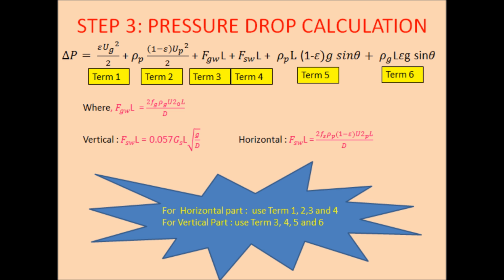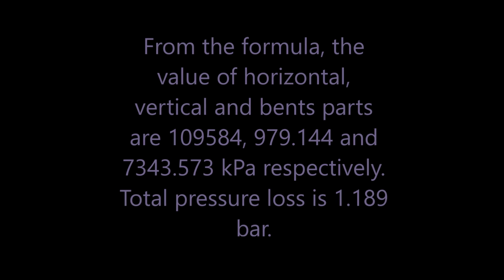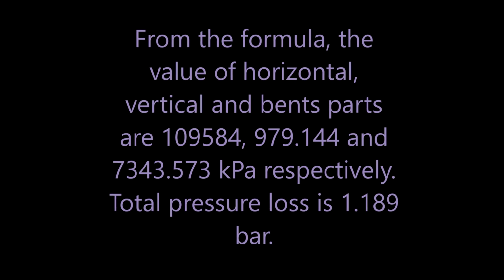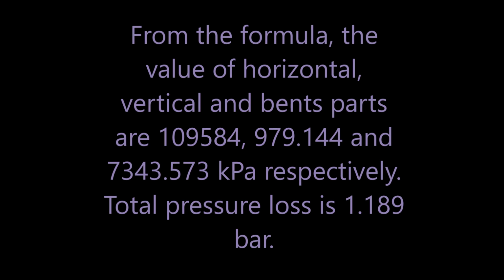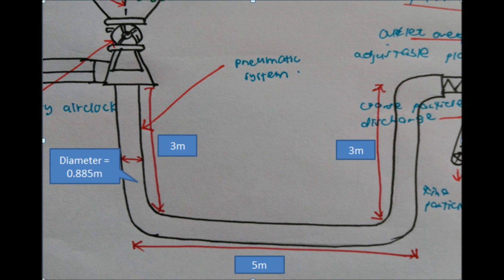For the horizontal part, since theta is equal to 0, terms 5 and 6 can be ignored, while for the vertical part, we assume the initial acceleration for solids and gas takes place in the horizontal section. So, terms 1 and 2 become 0. From the formula, we can calculate the value of the horizontal, vertical and bend part. So, the total pressure loss is 1.189 bar. This is the pneumatic system for our production.